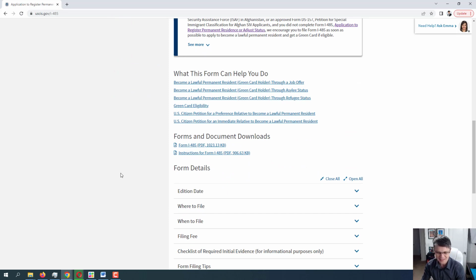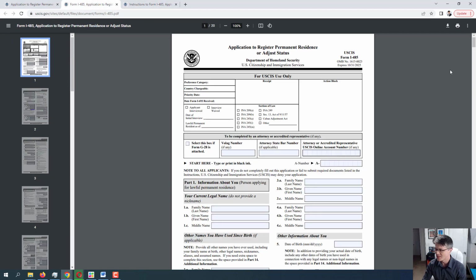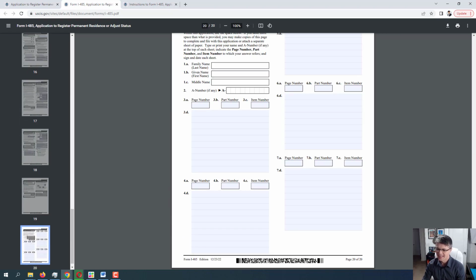We finally get into the form. So there are two PDF files that I want you to keep open while you're filling out the form. There's the form itself, and I'm going to open it in a new tab. And there are also instructions for this form, which I also want you to keep open, and we're going to go to the instructions first. These instructions are quite long because the form itself is a little bit on the longer side. It has, let's see how many pages, I'll tell you exactly, it has 20 pages.